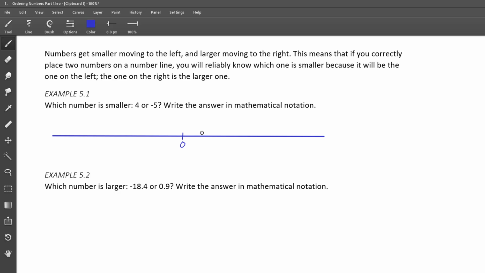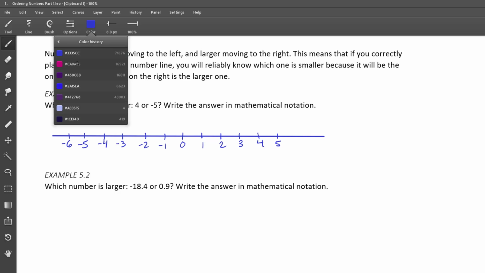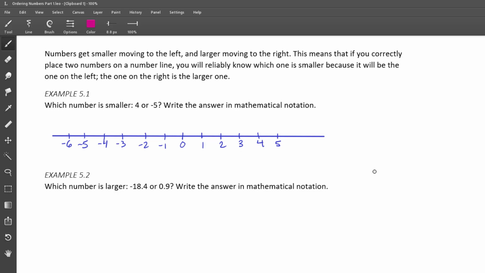I'm going to start with the positive numbers, 0, 1, 2, 3, 4, and then the negative numbers, -1, -2, -3, -4, -5. I'm going to throw one on to the left, -6. It's one smaller than -5, and up here I'll put a 5, just so we're clear that they continue. So which number is smaller, 4 or -5? Let's mark them both on the number line. 4 is here, -5 is here, -5 is to the left, so -5 is smaller than 4.